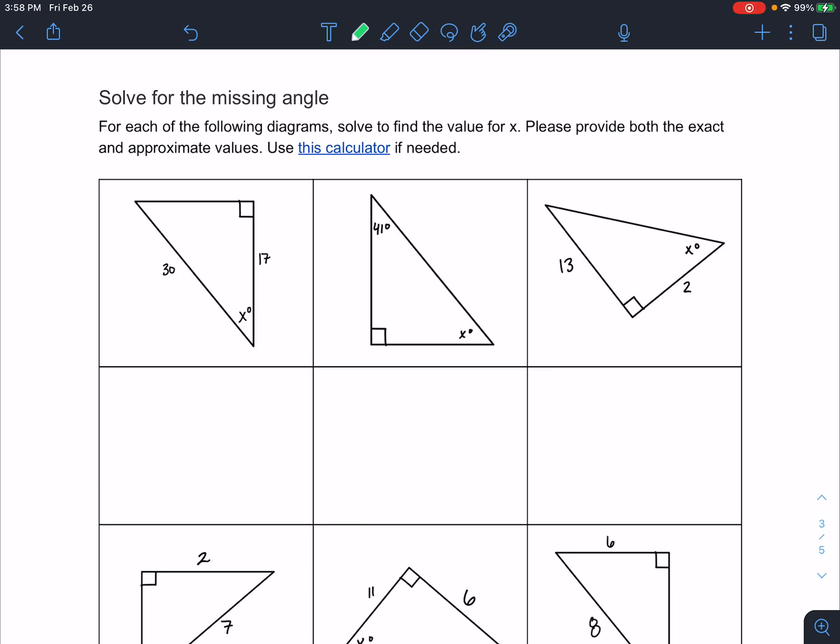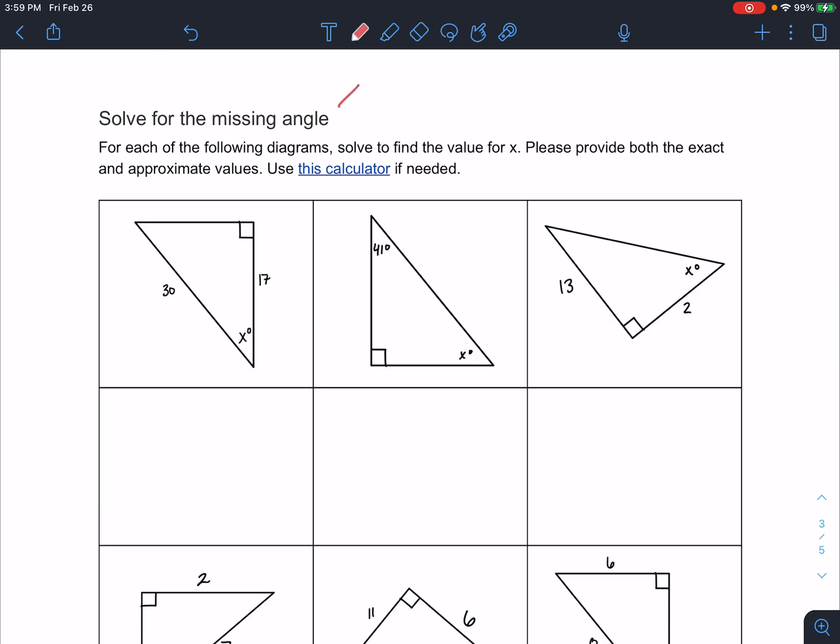Hello again. We are going to be solving for a missing angle this time. When we are solving for a missing angle, again, we have two options available to us. We've got trig. In the end, we're going to end up using the inverse trig functions to help us fully solve, or we have the triangle sum theorem.